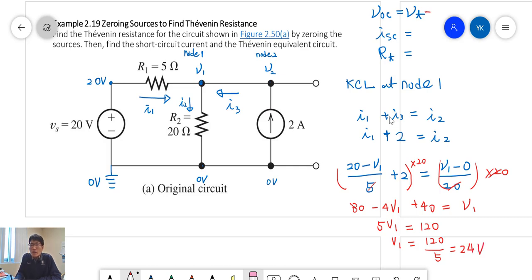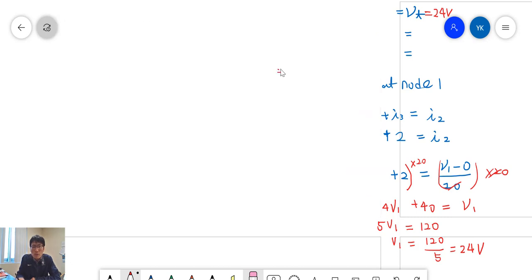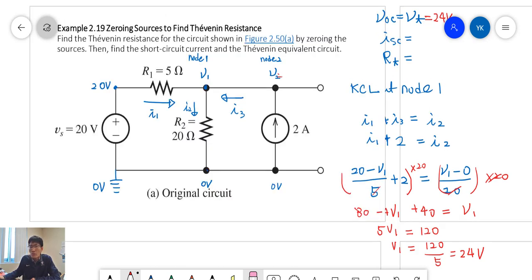So now we find the Thevenin voltage, that is 24 volts. Based on the 24 volts, we can calculate V1 and V2. So 24 volts here is the open circuit voltage, and 0 here, so we know that. And this one also here.